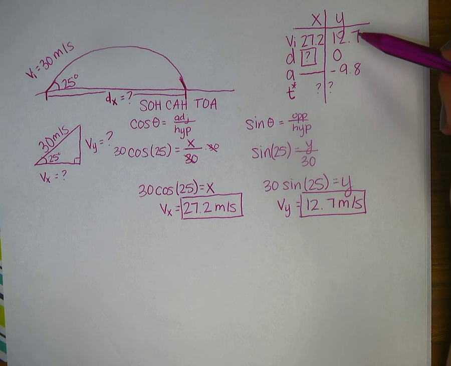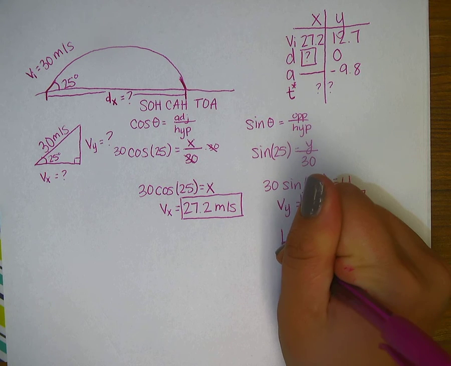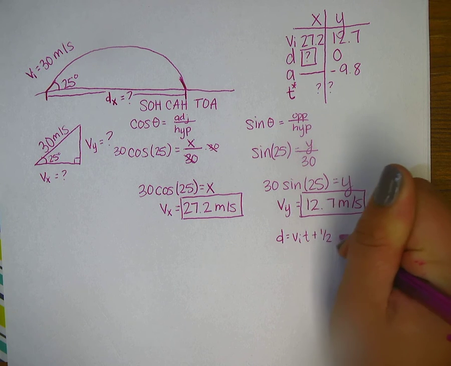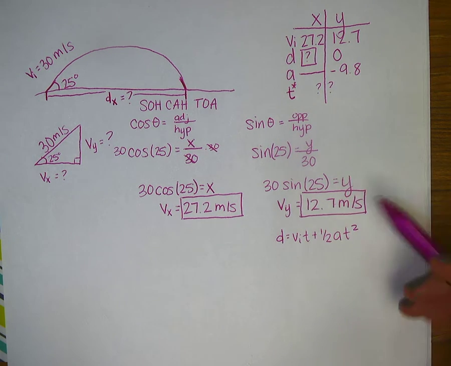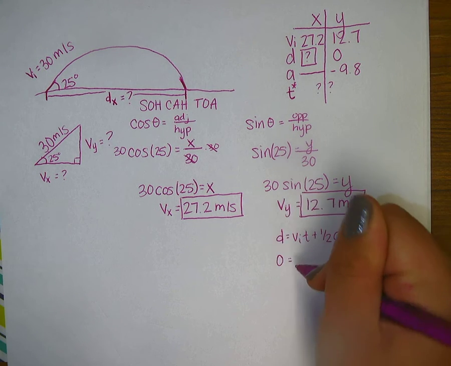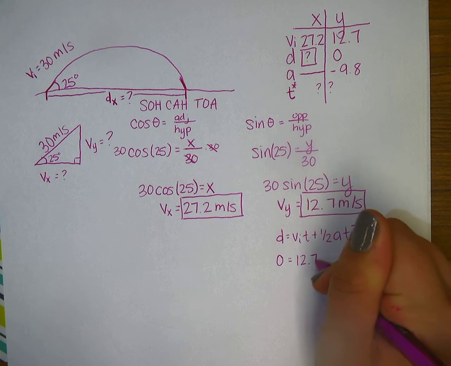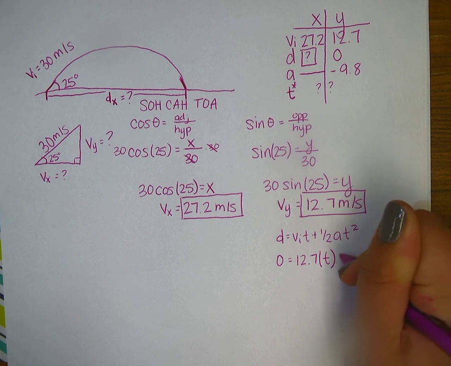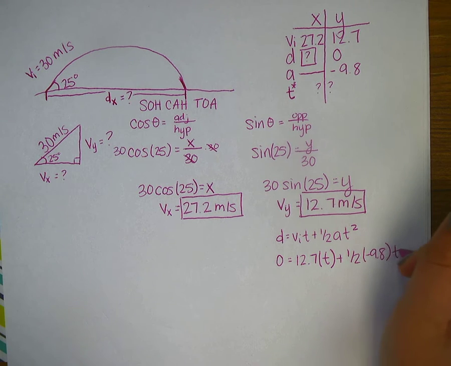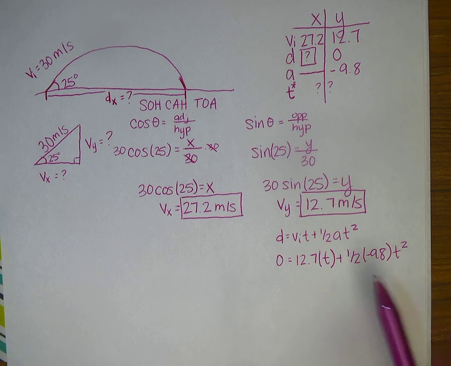So just like horizontal projectiles, we'll be using the same equation for y. So our equation is your displacement formula, d equals vi t plus 1/2 a t squared. We're going to plug in our numbers from up here. So displacement in this case is 0. 0 is equal to 12.7 times t plus 1/2 of negative 9.8 t squared. All right, we've got two variables, but that's okay. We're going to take care of it. It won't be as bad as you think it is.